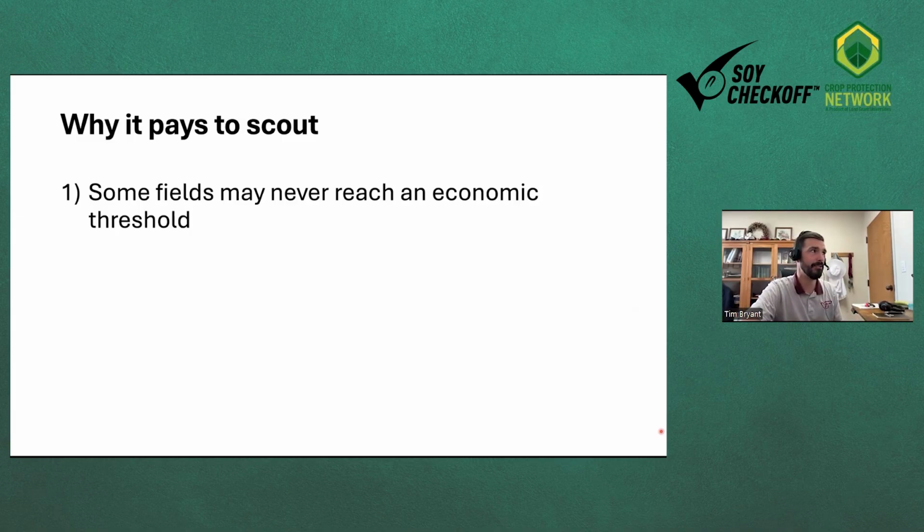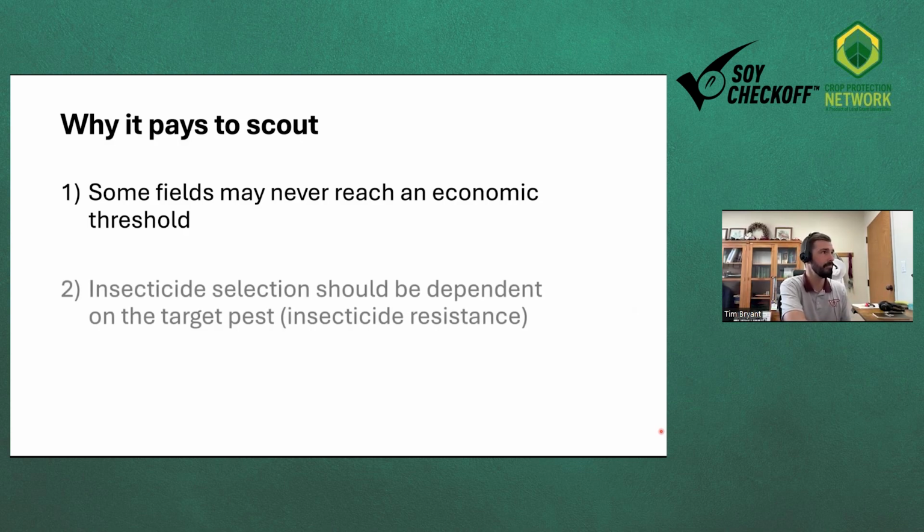So why does it pay to scout and avoid those automatic applications? Well, the first reason would be that some fields are never going to reach an economic threshold. Some fields might not have any pest of any kind really throughout the season. There's natural biological control agents. Some of these pests are migratory, and their dispersal patterns may vary from year to year, depending on the immediately surrounding landscape or weather conditions or whatever it may be. But not every soybean field in every year is going to reach an economic threshold for a pest. So if that's the case in a given field, that application may never be needed throughout the season, and that right there is a cost savings.